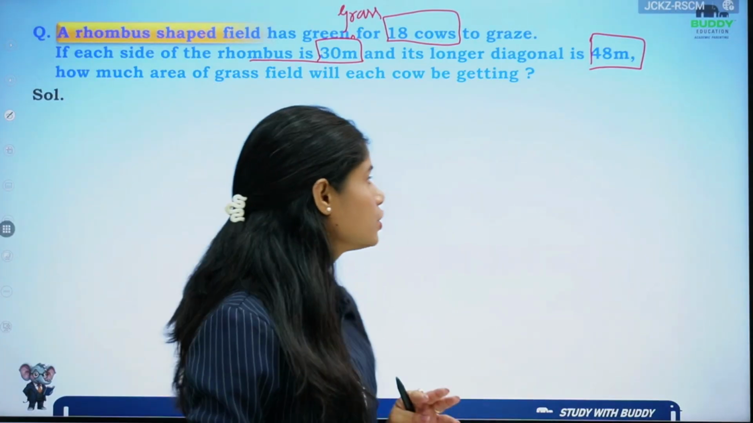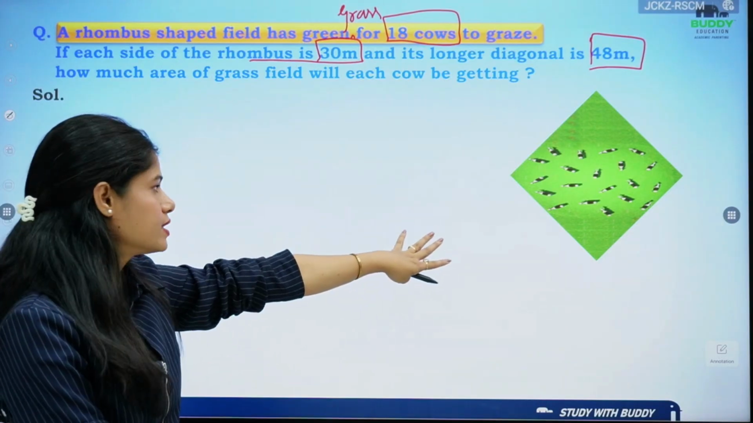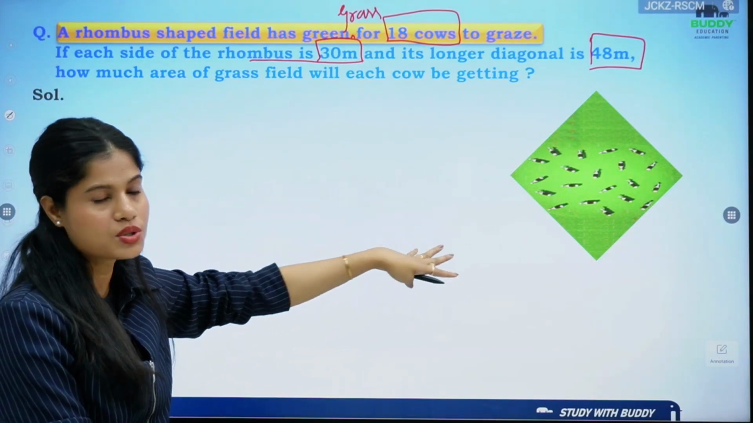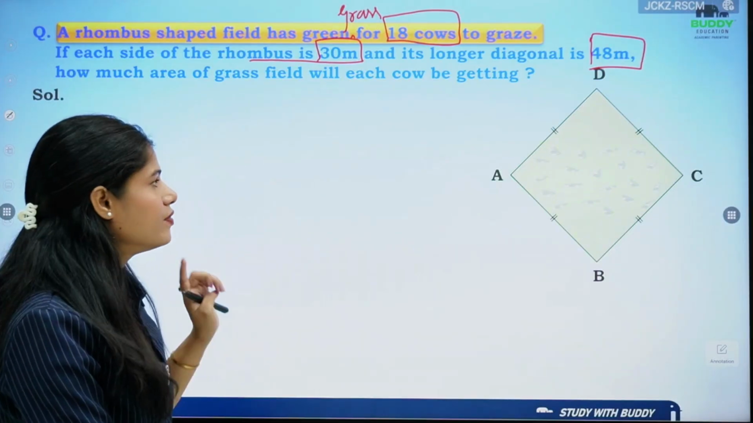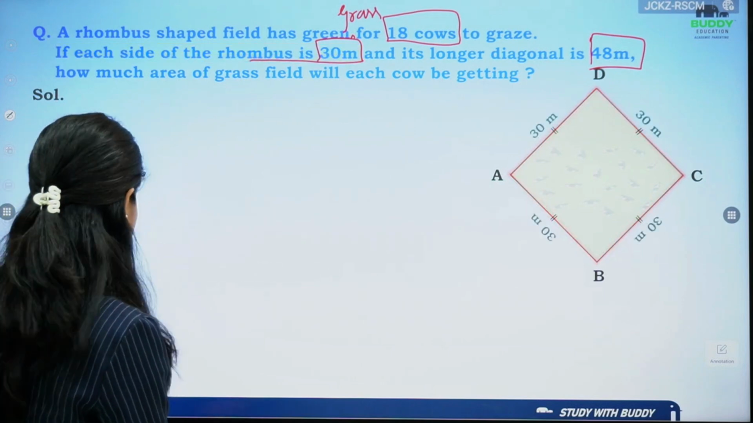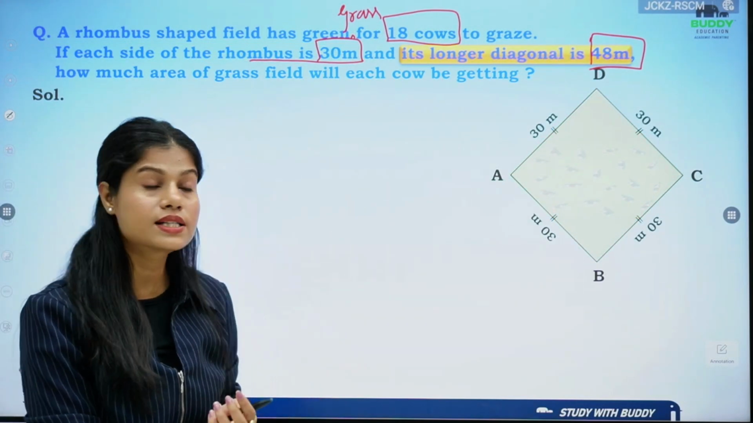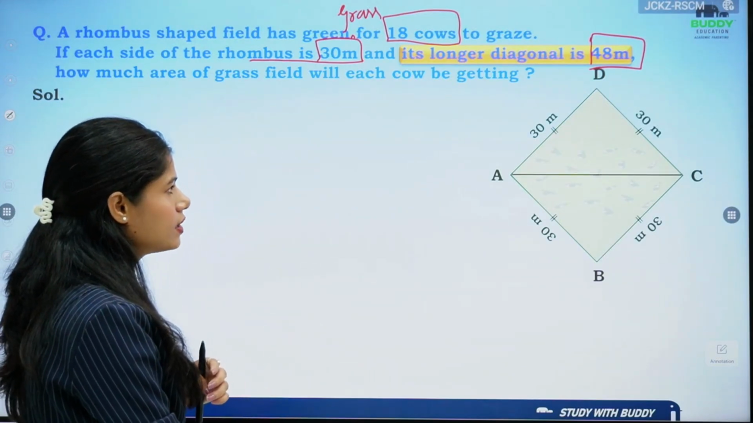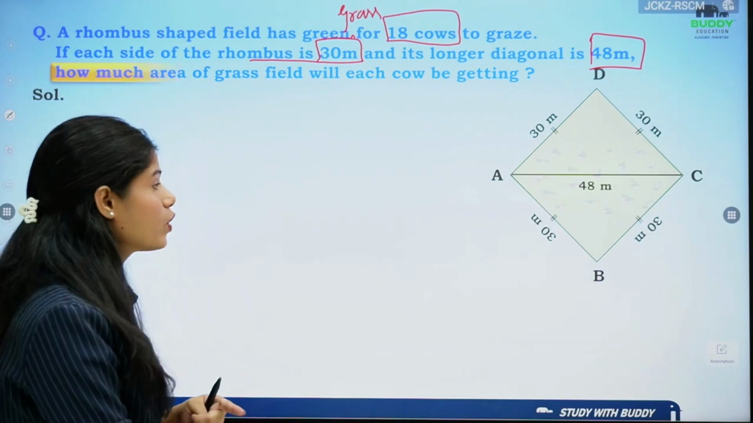So first we are going to make the diagram for this. This is how the field looks, and there are multiple cows in it. Now we'll name the vertices A, B, C, D, and we know all sides are equal, which is given as 30 meter in the question. So this is one piece of information. The next information is about its diagonal. So we'll make the diagonal over here. Just suppose AC is the longer diagonal and it is equal to 48.